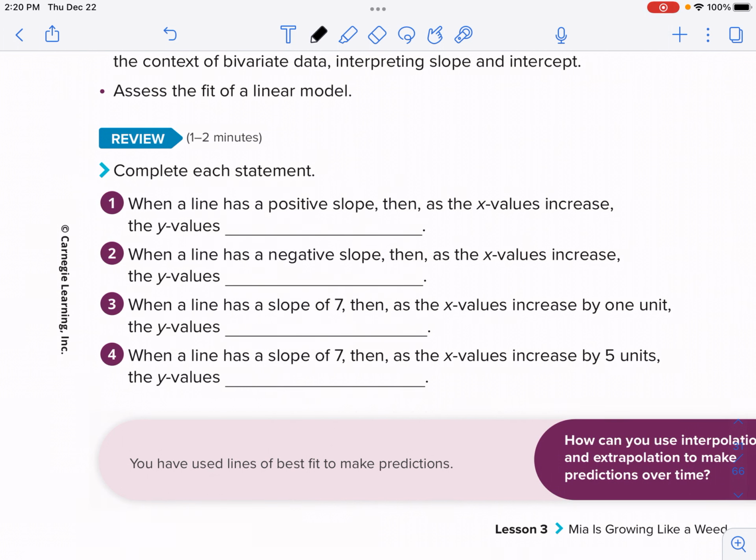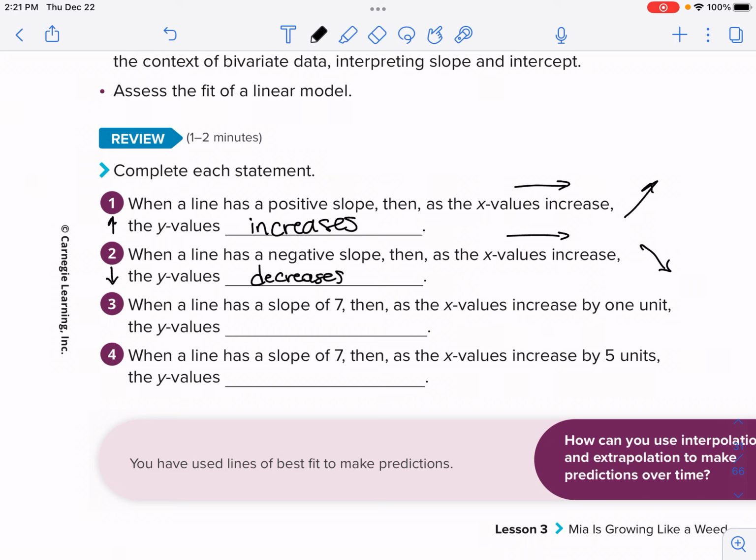and fill in these blanks here. So the first one, number 1, when a line has a positive slope, then as x increases, the y values, since it's positive, that means it also increases. Okay. When a line has a negative slope, then it's the same thing, right? As x increases, in this case, y increased, so I went up. When a line has a negative slope, then as the x values increase, the y value decreases. So the y value is vertical, so it goes down. So as you go right and up, that's positive. As you go right and down, that's negative.